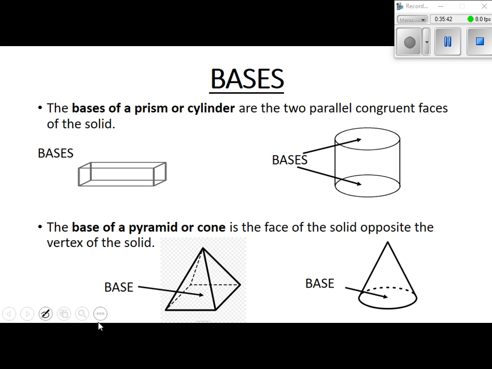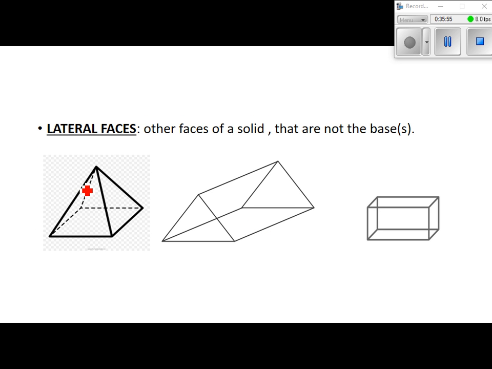Where's the base on this cone? It's the circle, it's gotta be the circle. The other faces, if it's not a base, in this, these are my two bases where my fingers are. All these other faces are called the lateral faces. So in this, all these triangles are the lateral faces.